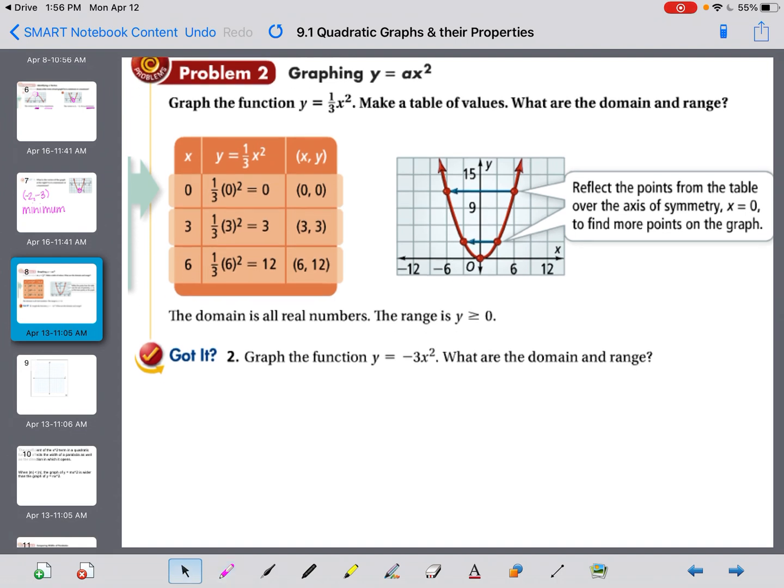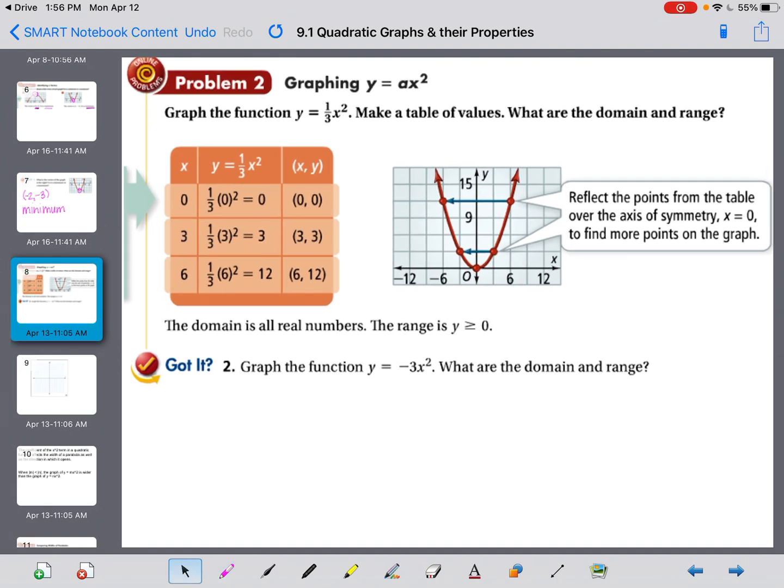Okay, the second thing we're going to work on today is actually graphing these just using a table. This one gives the function y equals 1/3 x to the second power. We're going to make a table of values. You can decide what numbers you're going to use. They chose 0, 3, and 6, and they plugged them in. When they plugged in a 0, they got a 0, so their first point went at 0, 0.